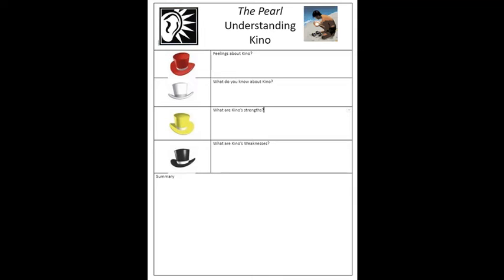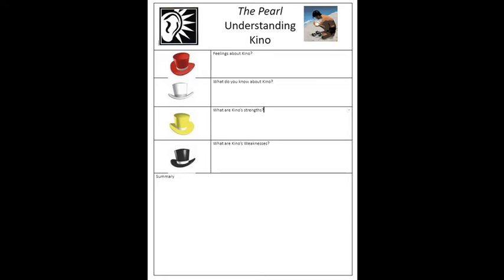So I've broken the class into different groups, and each group is looking at a different character. This particular group is looking at Kino, and I've given them a Google Doc, and I've scaffolded the task using the de Bono thinking hats. The overall style, you might recognize, looks a bit like the Cornell note-taking strategy, and that was quite conscious. So what I'm asking the group to do is, first of all, think about their feelings towards Kino.